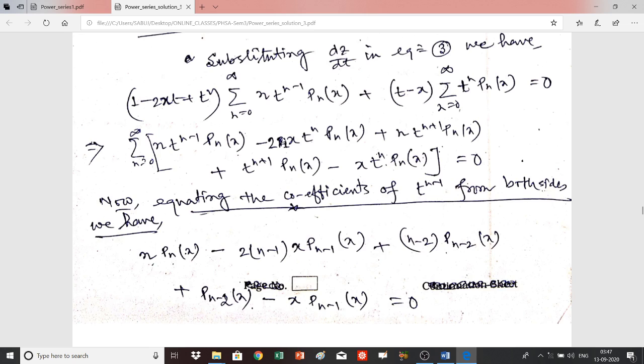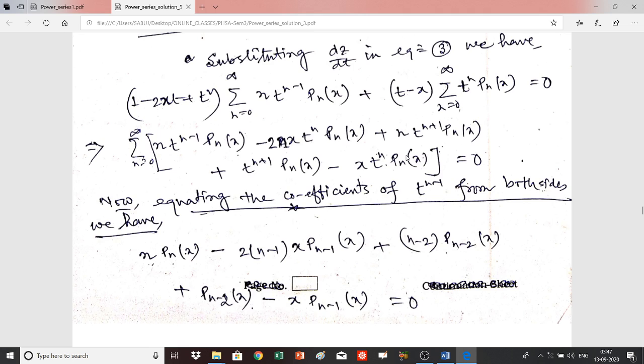So from this term, 2 into (n minus 1), then x, then P(n minus 1), so it is (n minus 1) into x. And from this term, since the coefficient should be of t to the power n minus 1, here also n should be replaced by n minus 2. So you will write here (n minus 2), then P(n minus 2) and x. After that, from this term, here also n should be replaced by n minus 2, so you will have P(n minus 2) into x.